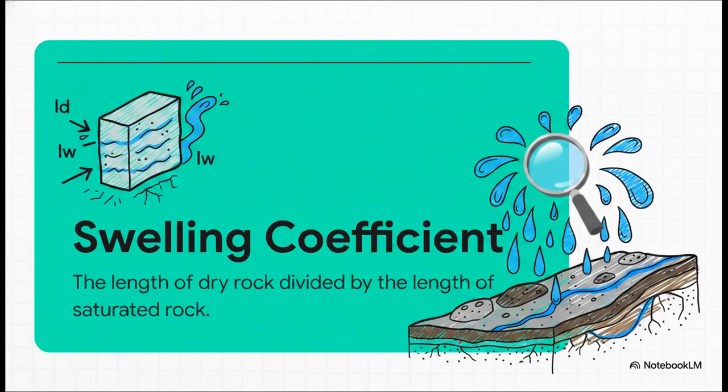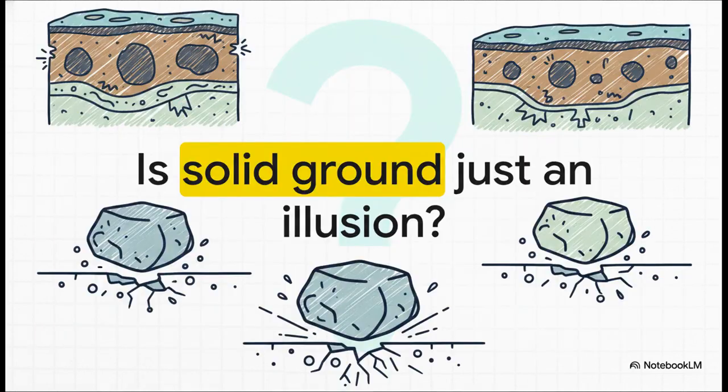For those flexible rocks, engineers have to measure exactly how much they change. We use the swelling coefficient, which we denote as ES. It is a really straightforward measurement. You take the length of the dry rock, LD, and divide it by the length of the saturated rock, LW. This tells us exactly how much a material's physical dimensions will expand when introduced to an underground water source. And let me tell you, it's absolutely vital for tunneling and foundation work, because a swelling rock can literally heave and crack solid concrete. Which leaves us with this final thought for today's lecture.